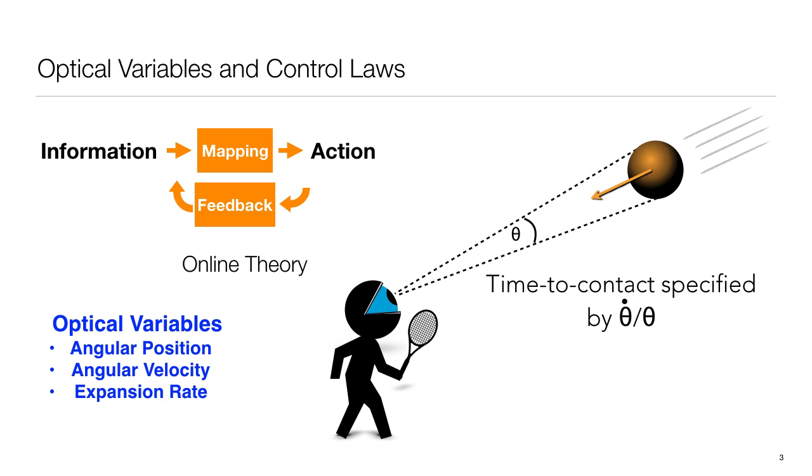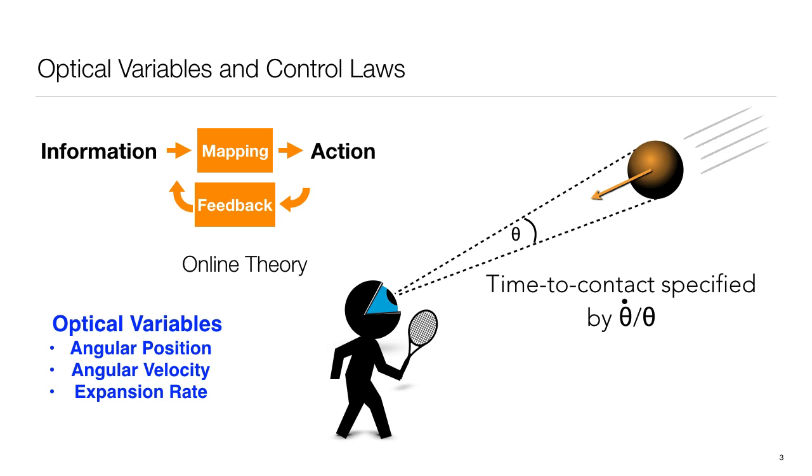For example, when we are intercepting a target that is moving in our field of view, it is shown that we plan our hand movement based on a criterion such as tau. Tau is the ratio of expansion rate over angular size, as you can see in the figure. This determines an estimate of time to contact.